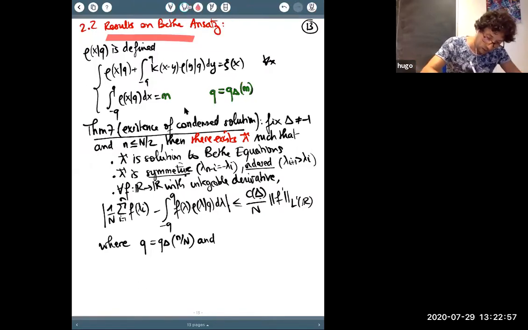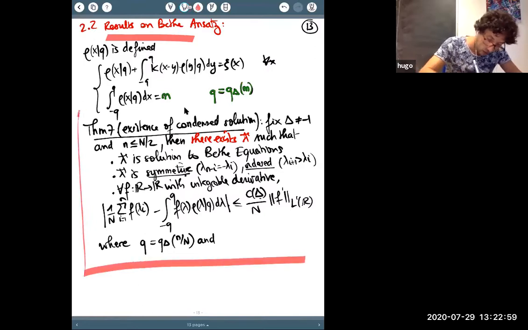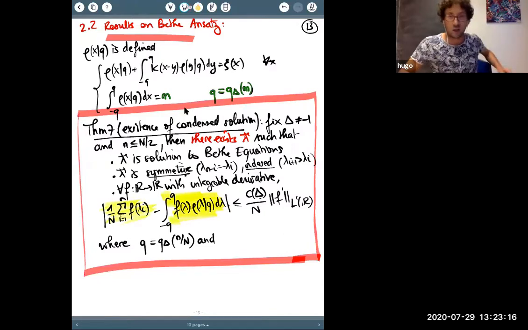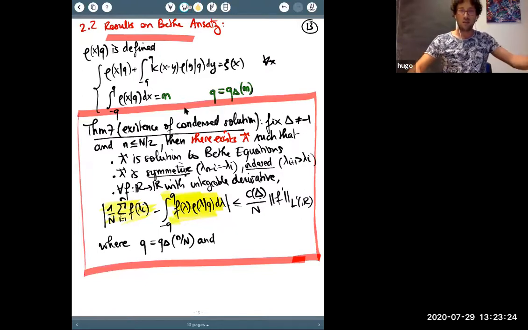So you see, this theorem is saying not only you have existence of solutions, but among these solutions you can find one which is condensed, which gives you a very quantitative comparison between the sum over the f of lambda I and the integral. Okay, and this is as strong as you can hope for, basically, in general situation.